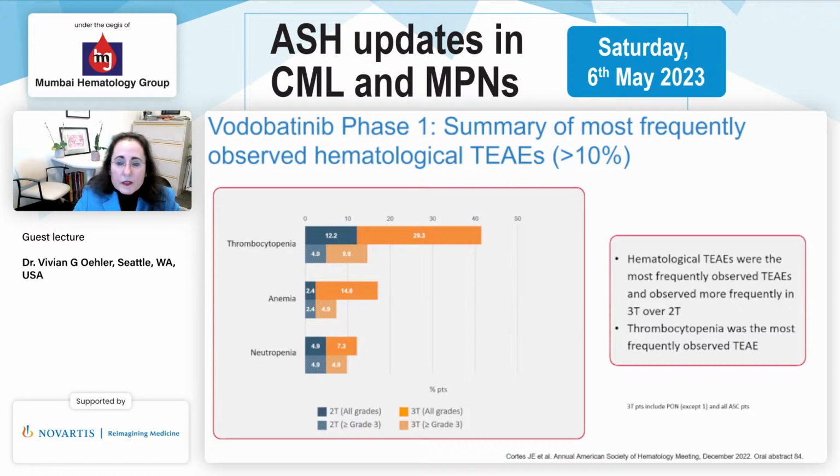With regard to hematologic treatment-emergent adverse events, these were most commonly seen in these heavily pretreated patients, and this was particularly notable for thrombocytopenia, which is a common finding in our clinical trials. And again, this was more common in patients who were 3T versus patients who were 2T.